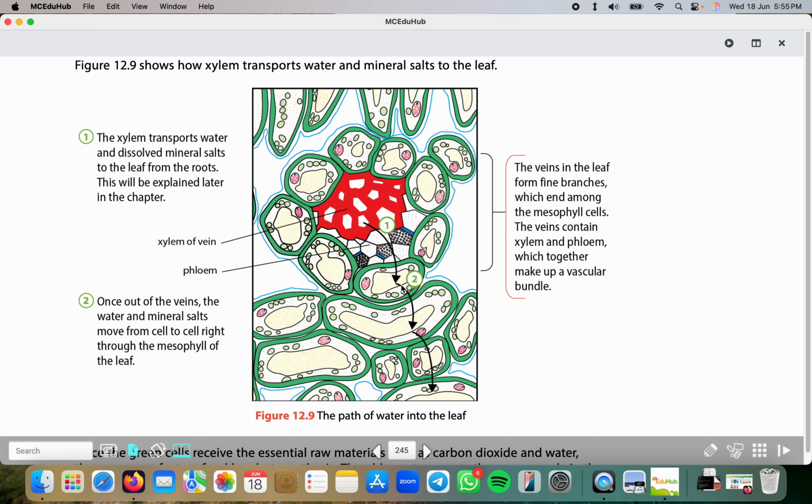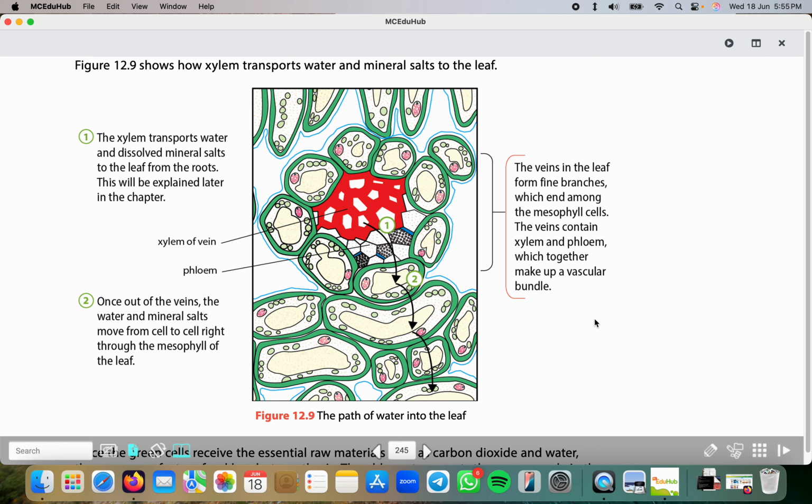So then it will go down the water potential gradient to the next cell. Then this process repeats itself. It's like a continuous chain from one cell to the next cell to the next cell to the next cell. All right, and this is because of the increase in water potential whenever water enters into a cell.